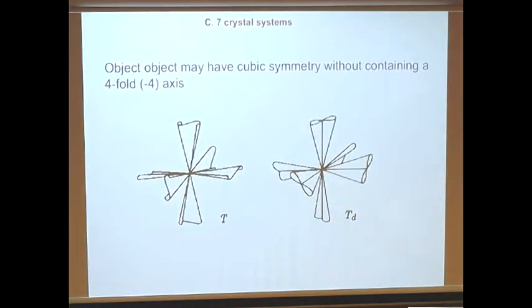This just gives you an illustration, because we always have difficulty imagining an object which is cubic and without 4-fold symmetry. So this is an example. There is no 4-fold axis here, because you see it's rotated in this way, but you cannot get a 4-fold axis.